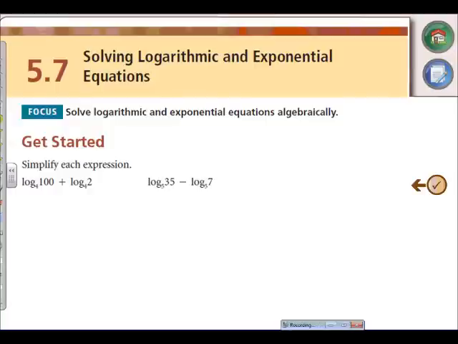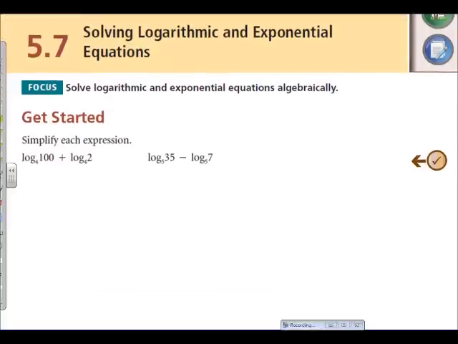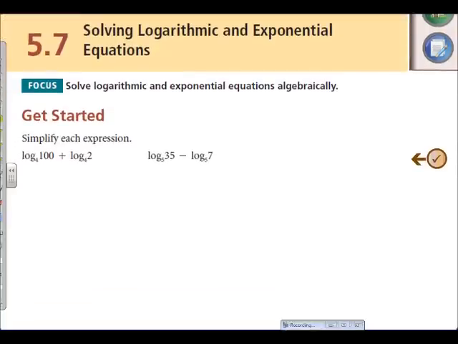All right, we're getting to the end of this season here. We've just got 5.7 and 5.8 left in this one. We're looking at now solving logarithmic and exponential equations. These are the ones that are going to be very often for the exponential without a common base. So let's go through here.